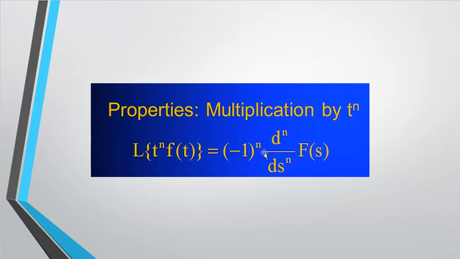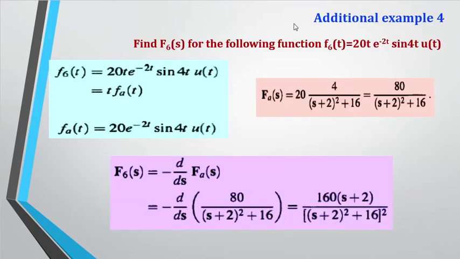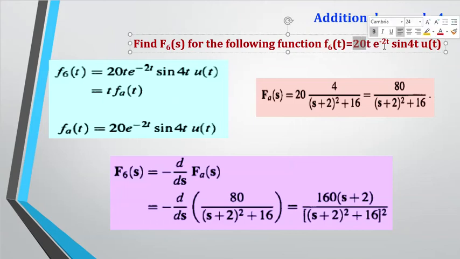So now why did I remind you of this property? Because I want you to solve this example for me. Imagine your f of t is 20t e to the power of minus 2t sine of 4t. So let's think about it step by step.